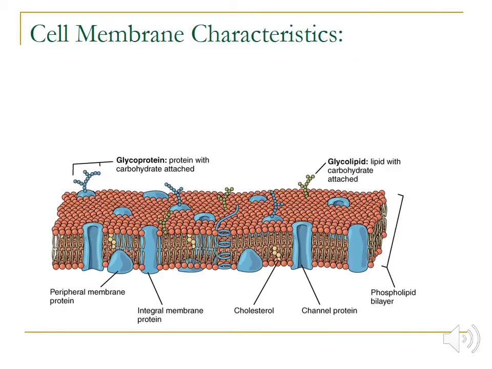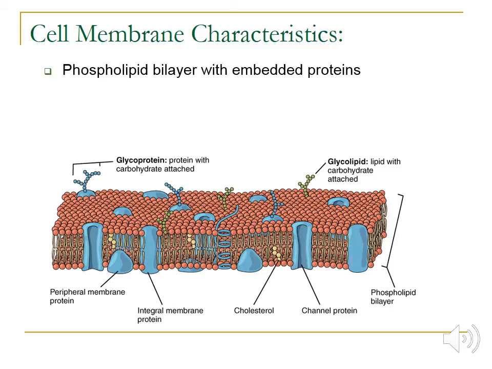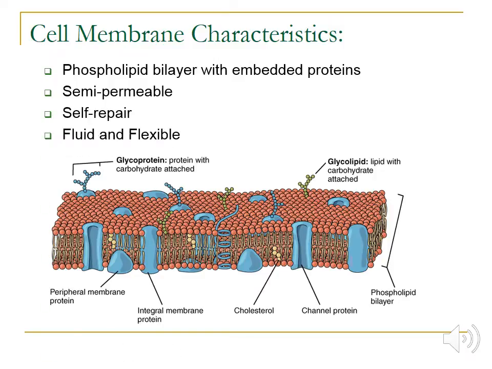There are some characteristics of cell membranes that we want to keep in mind. That phospholipid bilayer has a bunch of embedded proteins in it, and we'll talk about how those proteins help molecules move into and out of cells. The entire cell membrane is also what we call semi-permeable, and the cell membrane can self-repair because it is fluid and flexible. So those phospholipids aren't fixed in place.